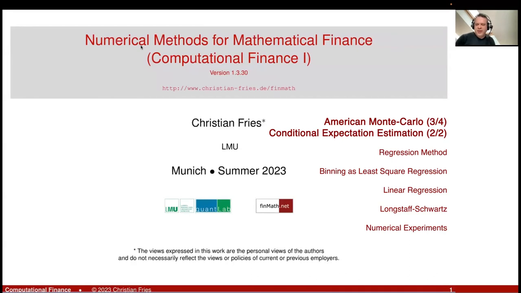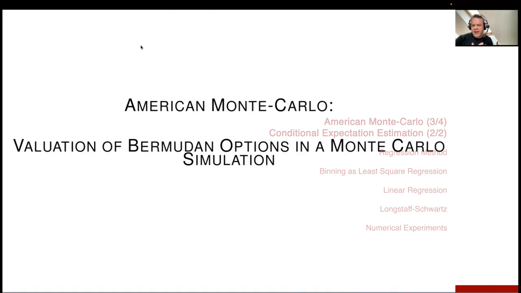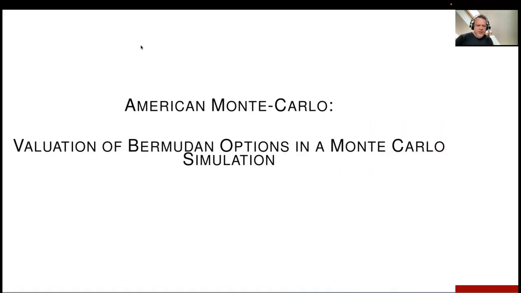Welcome to Numerical Methods. We have started a new chapter on American Monte Carlo and the valuation of Bermudan options. For the valuation of the Bermudan option, we discussed a few aspects, some different formulations, like using the optimal exercise time, and all these things boiled a little bit down to estimating a conditional expectation.